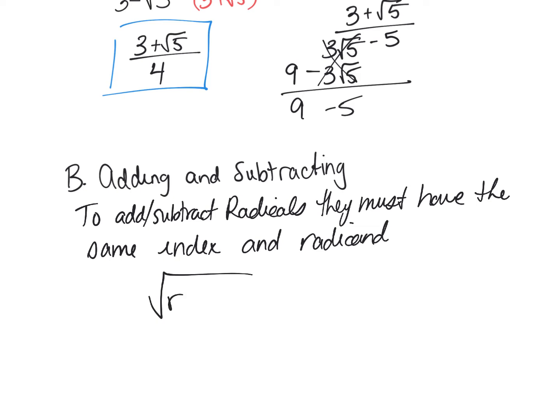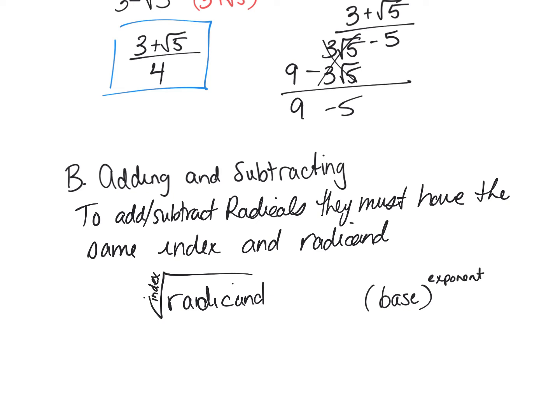In the radical, the number underneath is called the radicand, and the number of the root is the index. They have to be like terms. Just like I had to have the same variable and exponent to add up polynomial terms, we have to have the same index and radicand. And if we're looking at it in fractional exponent form, it has to have the same base and the same exponent.